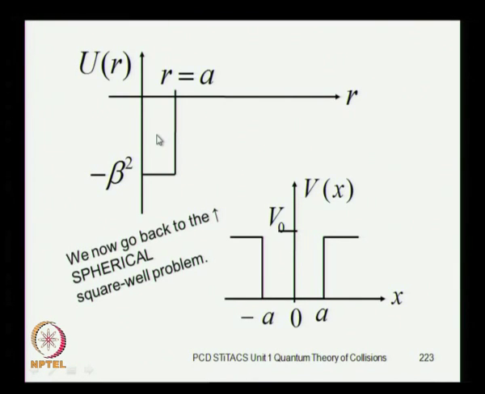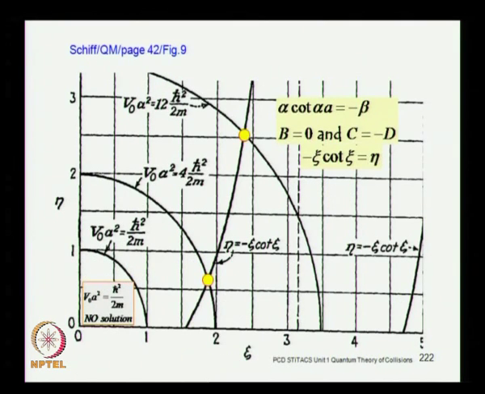Yes. So, in the previous slide, V naught a square equal to h square by 2m, that can hold a bound state in the other set of solutions, right? I mean the a is here. Yes. But how do we define that? How do we know which is the actual set of solutions?